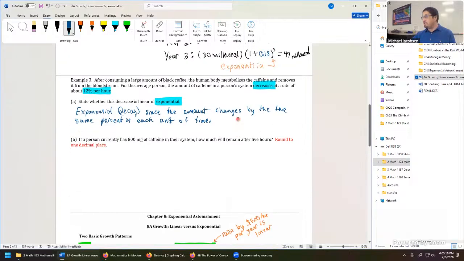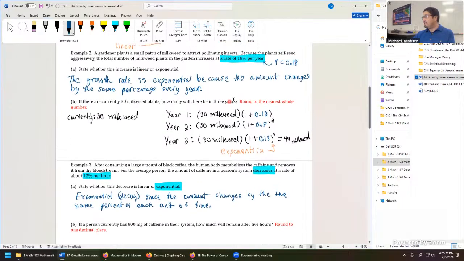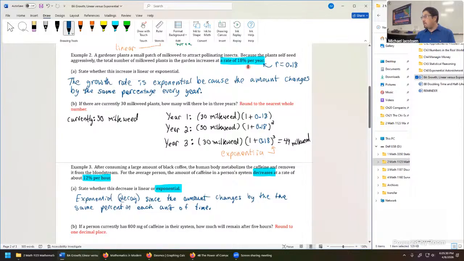So the idea for this one is very similar with what we did in this problem. We were told that we had 30 milkweed plants, and that the number of these plants is growing at a rate of 18% per year. And since this was a true growth model, we wrote it out this way. Take the initial amount, 30 milkweed, multiply by 1 plus the percentage, 18%, and raise that to power 3, and it'll give us the amount in year 3. The only difference in our current problem is we can't use plus this time, we have to use minus. So we'll see exactly how this one goes.